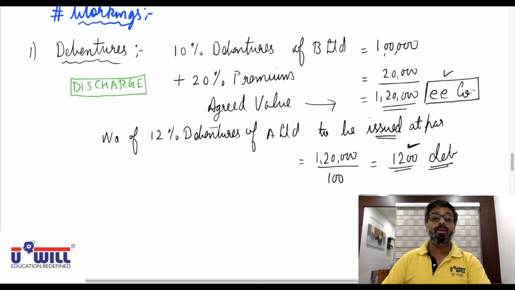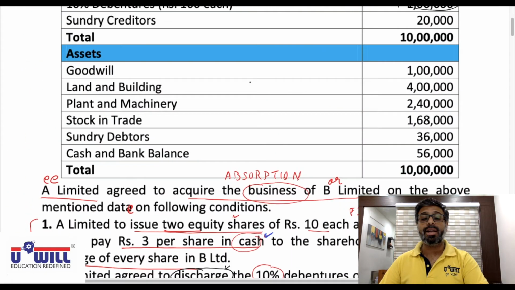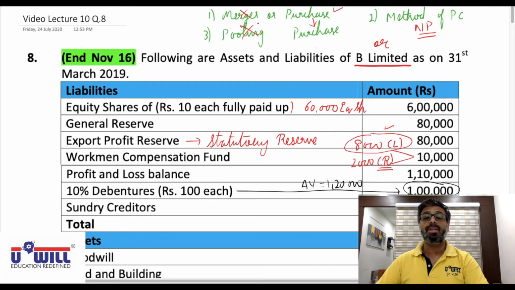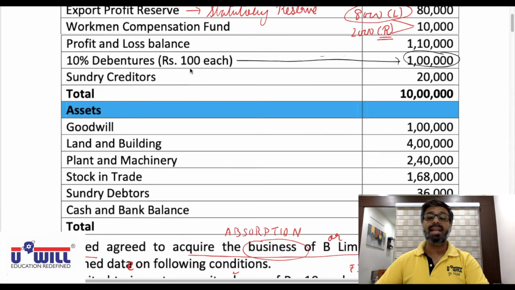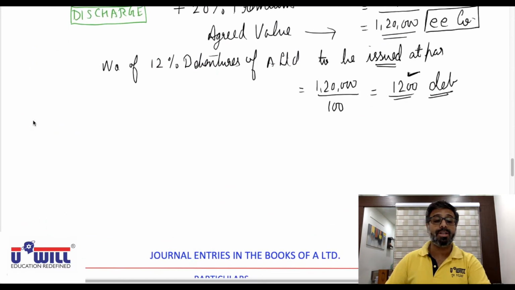Okay. Now see, this is one more thing. Even debentures are not taken at book value. They are also taken at a different agreed value. So this again confirms that it is not a merger but a purchase. Because one of the conditions of merger is that assets and liabilities should be taken at book value. Anyway, we already concluded it's a purchase.